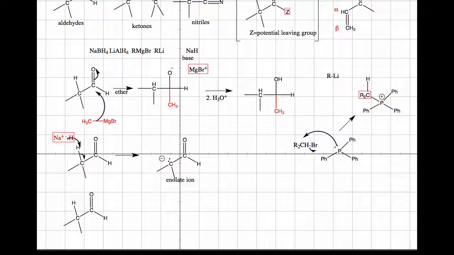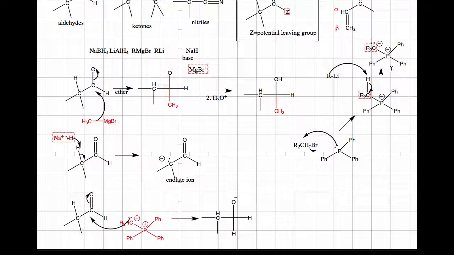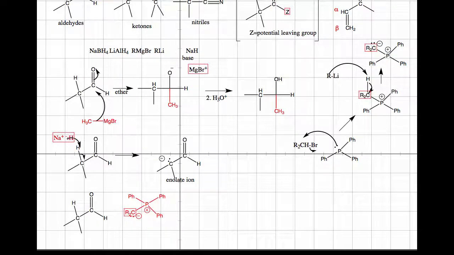The triphenylphosphonium salt is then treated with a strong base like alkyllithium to make the Wittig reagent, which is a dianion. Removing the acidic hydrogen from the carbon next to the phosphorus will result in the formation of the Wittig reagent. The Wittig reagent then becomes a good nucleophile, adding to the carbonyl much the way the Grignard reagent did.